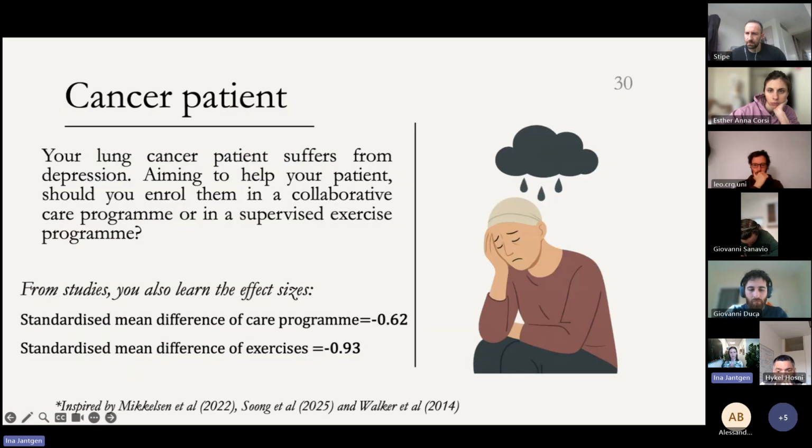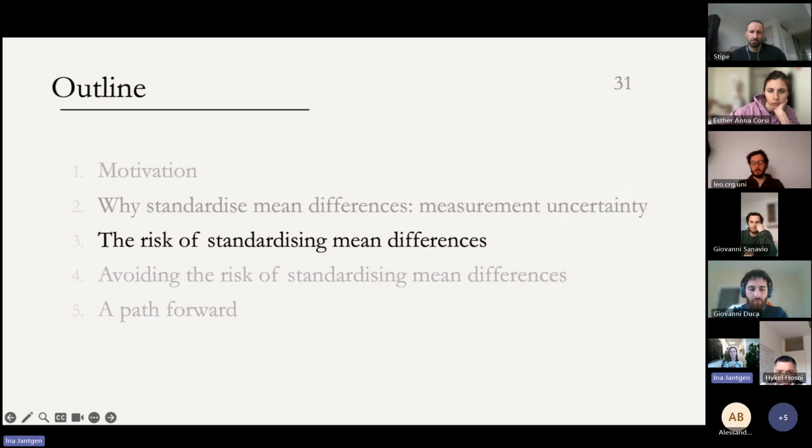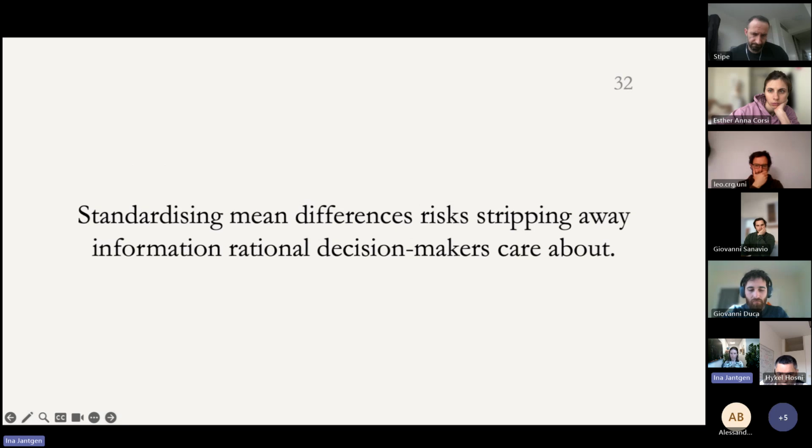And so going back now to a cancer scenario, more realistically, you would learn the standardized mean differences, not the mean differences, of the care program and the exercises. And you'd base a decision on the standardized mean differences then. And what I'm interested in in this research is asking, when is that a good idea? In other words, when does reporting standardized mean differences rather than unstandardized mean differences, when we face measurement uncertainty, actually facilitate good rational decision making? And the problem or the risk is that it doesn't always. So standardizing mean differences, if you face measurement uncertainty, risks stripping away information rational decision makers care about.